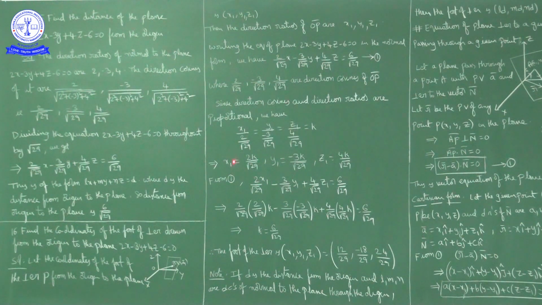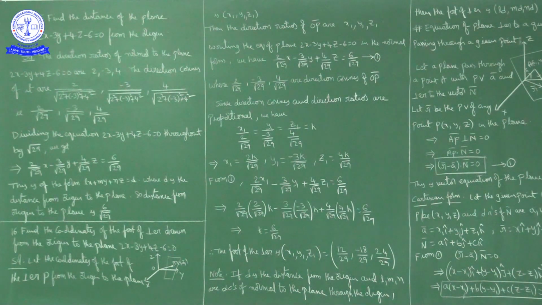Okay, but x1 is this value, y1 is this value and z1 is this value. By substituting these values in place of x1, y1, z1, we got the k value as 6 upon root 29. Substituting the k value 6 upon root 29 here, we got x1, y1, z1 as 12 upon 29, minus 18 upon 29 and 24 upon 29.